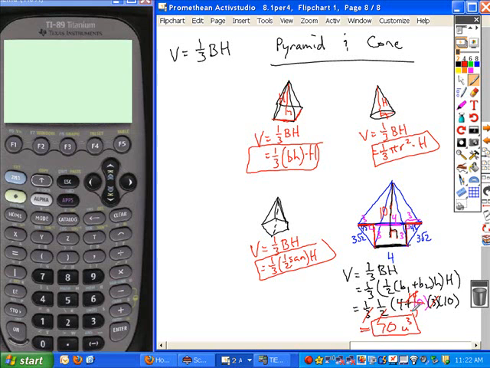Okay. Questions for these, the pyramid and cone? 1/3 capital B, capital H, where B is the area of the base, H is the height of the solid.